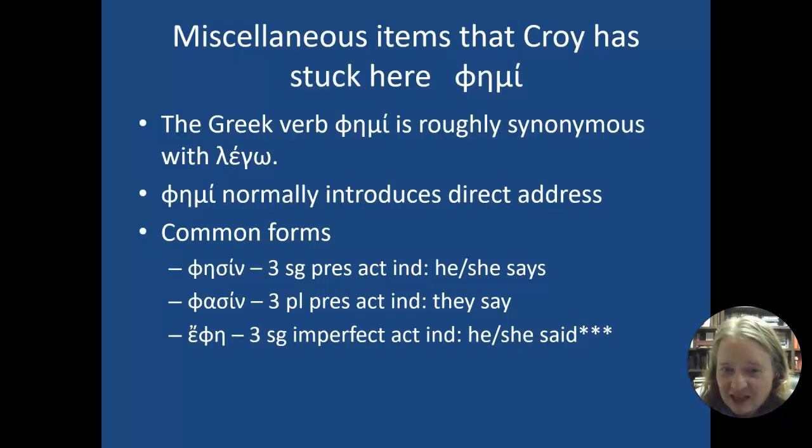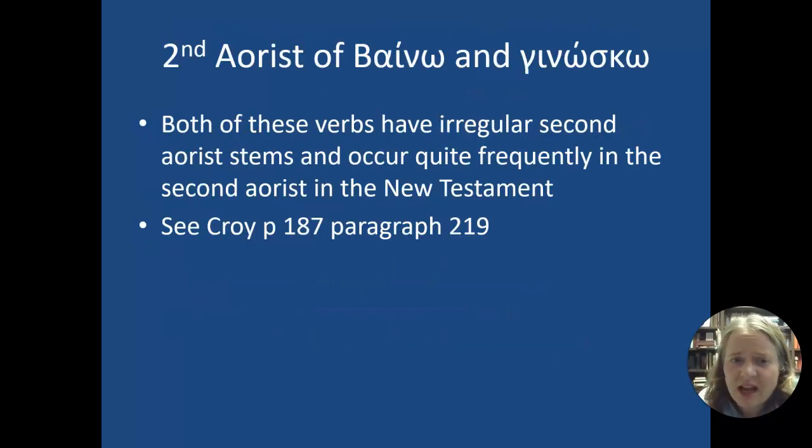and themi introduces oftentimes direct address, and so you have these third person singulars, present active indicative, he, she, or it says. Third person plurals, phasin, they say. Third singular imperfects, so he or she said in the past tense. Those are the three most common ones that you'll see, and it mentions that in this chapter. You also have this that he throws in here, which is that there's a second aorist of ginomai and ginosko. Both of these have irregular second aorist stems that we are going to have to just learn some of these principal parts, and so we kind of already knew that, but we'll take that up in the rest of this semester. Those are the main things in this chapter.